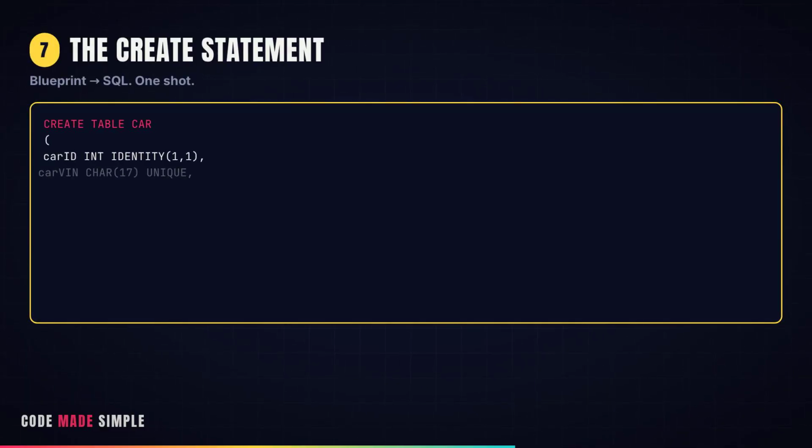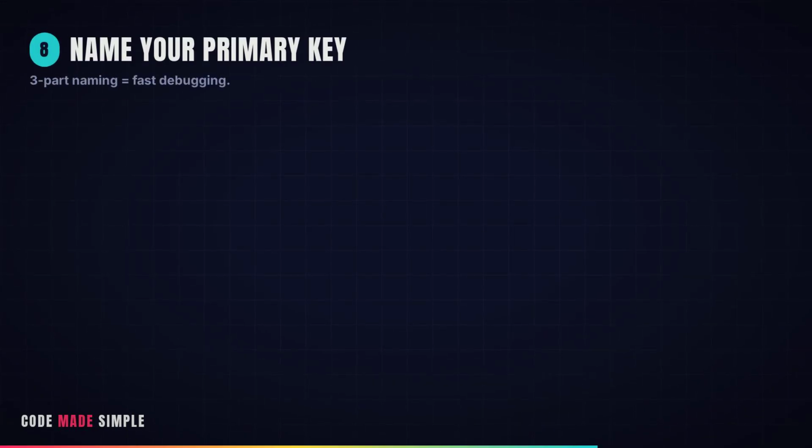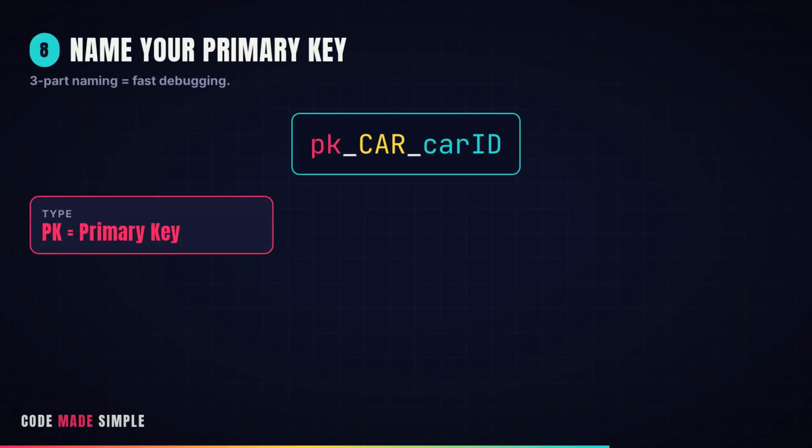Here's the CREATE syntax. CREATE TABLE, the name, open parenthesis. List each field with its data type, separated by commas. Then define the primary key constraint at the end. Close parenthesis. Done.